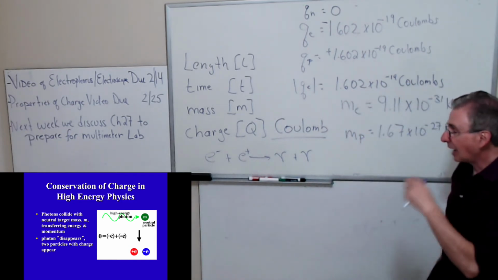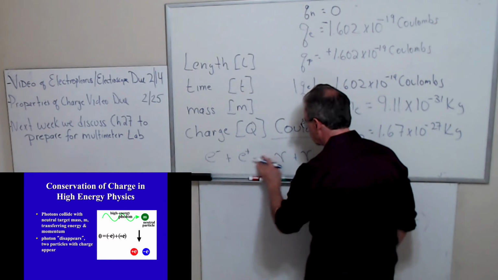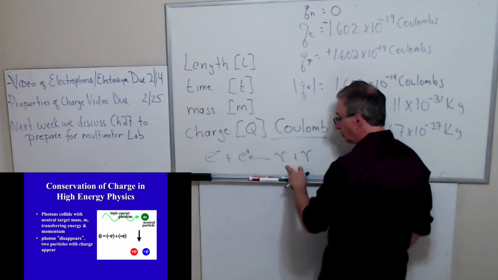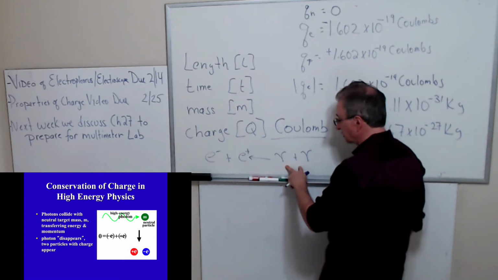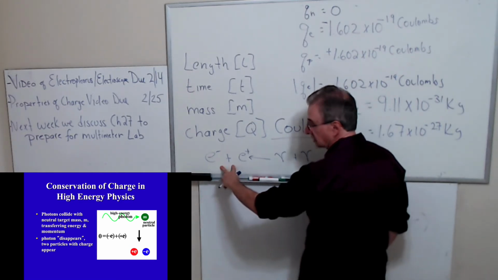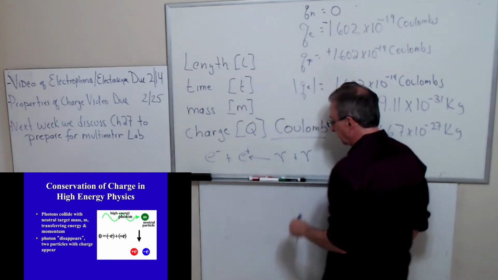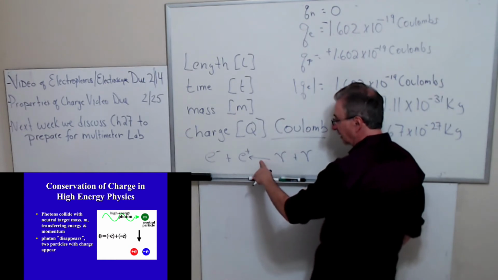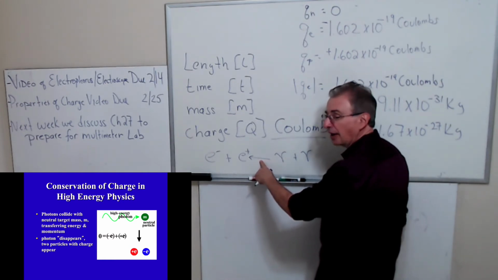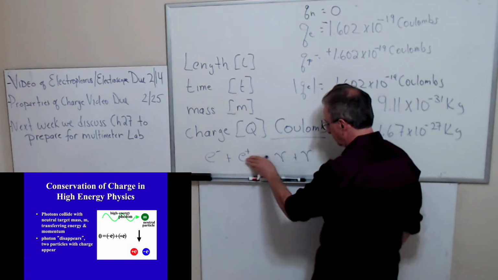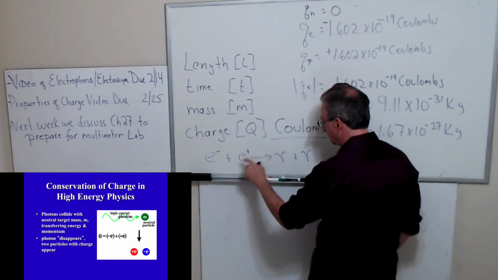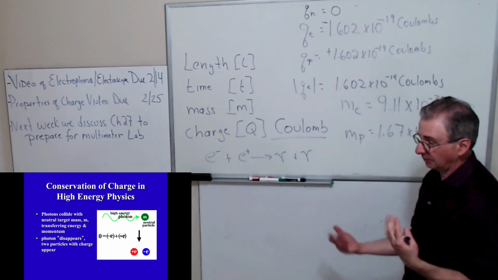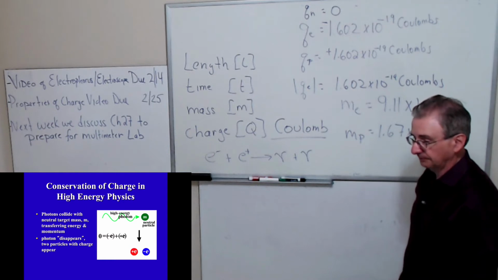In fact, the opposite of this is also possible, where you can have 2 photons of high energy slam into each other to produce an electron-positron pair. When the arrow goes to the left here, this is called pair production. When the arrow goes to the right, this is called pair annihilation. Both have been observed, and they demonstrate the fact that charge is conserved.